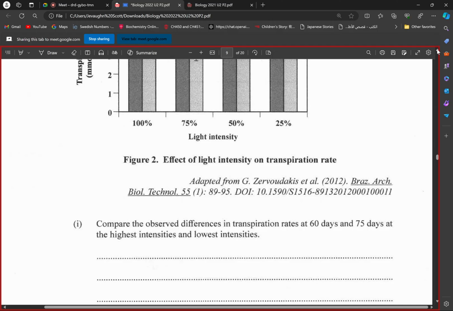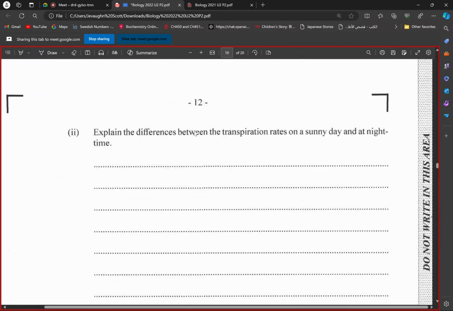All right. What we're supposed to do is interpret the graph. Really and truly, again, I'll say for these type of questions, you don't need to know biology, just interpret the graph. Now we must explain the differences. This is where you need to know the biology. Explain the differences between the transpiration rates on a sunny day and at night. So what are going to be the main differences for a sunny day and at night?